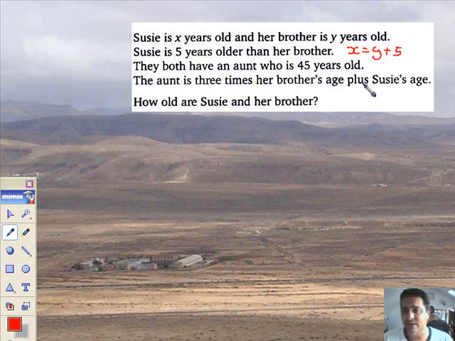Now they both have an auntie who is 45 years old. Now obviously to you that's really, really old. To me it's quite young. Now the aunt is 3 times her brother's age plus Susie's age. That's another equation. So auntie is 3 times her brother's age, so 3 lots of y plus the age of Susie comes to the age of auntie, which is 45. There are my 2 simultaneous equations. How old are Susie and her brother? Remember, if we get x, it's Susie's age. If we get y, it's the brother's age.